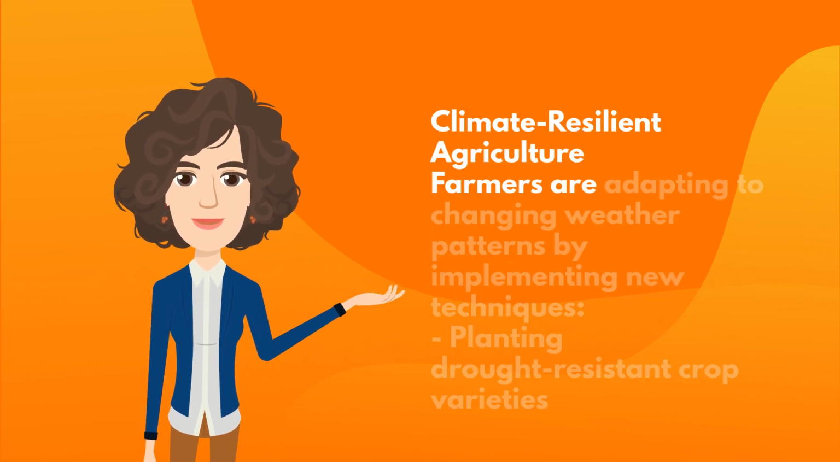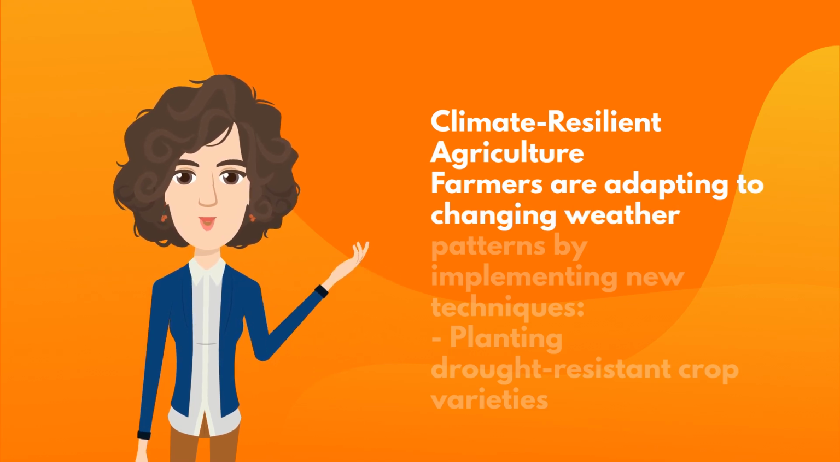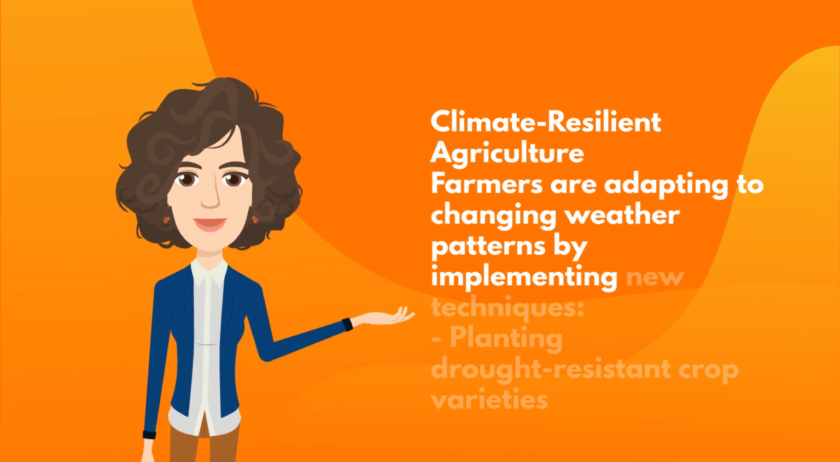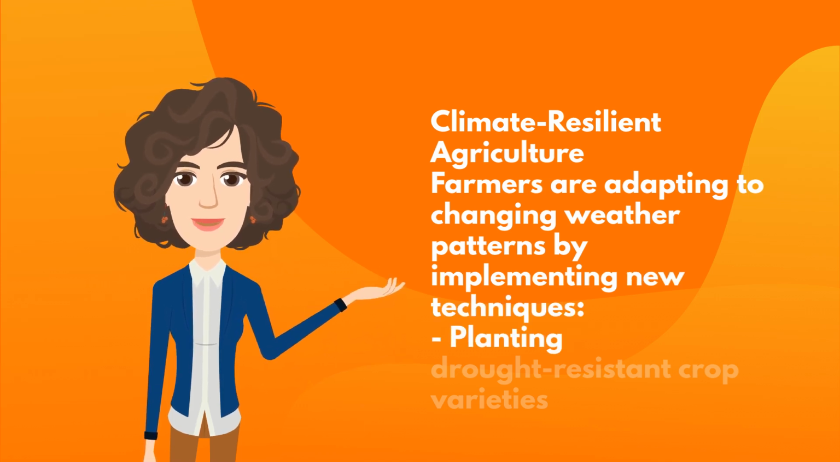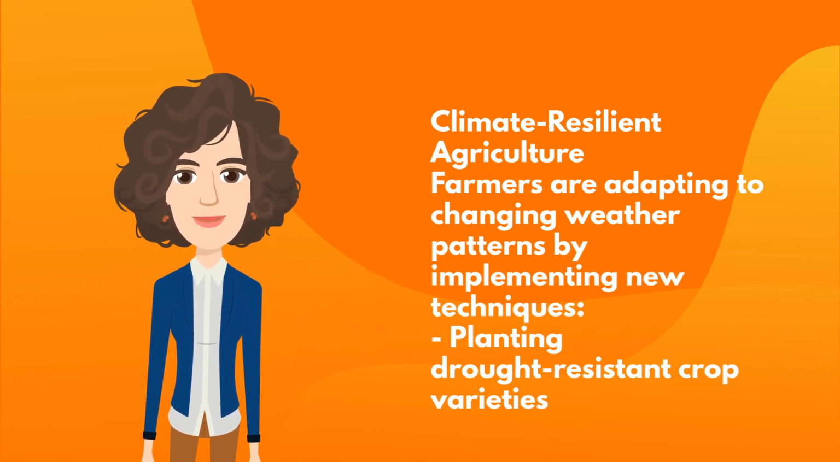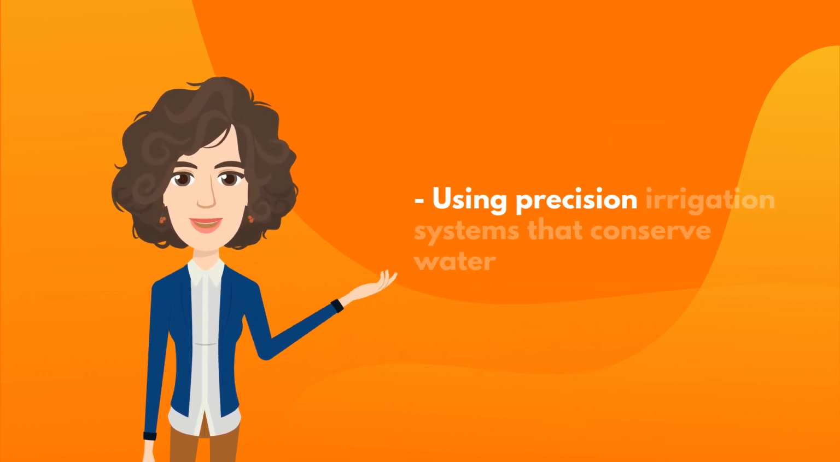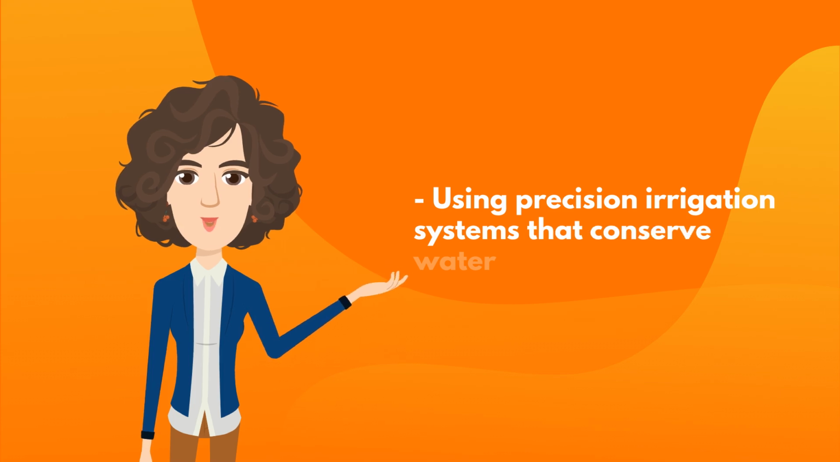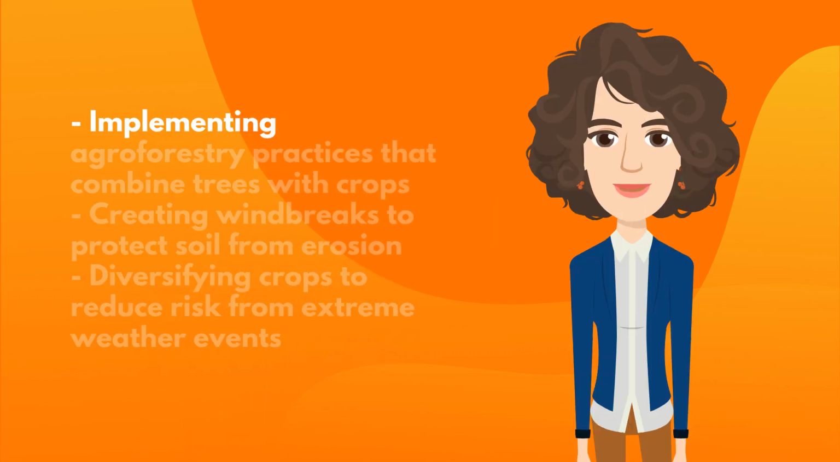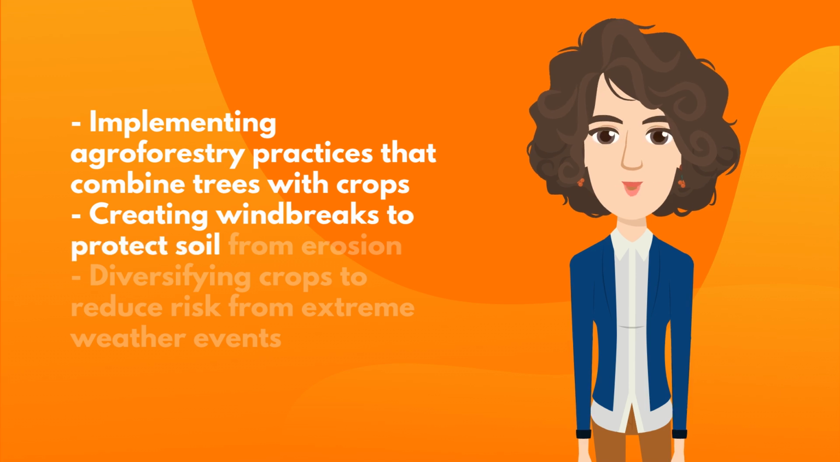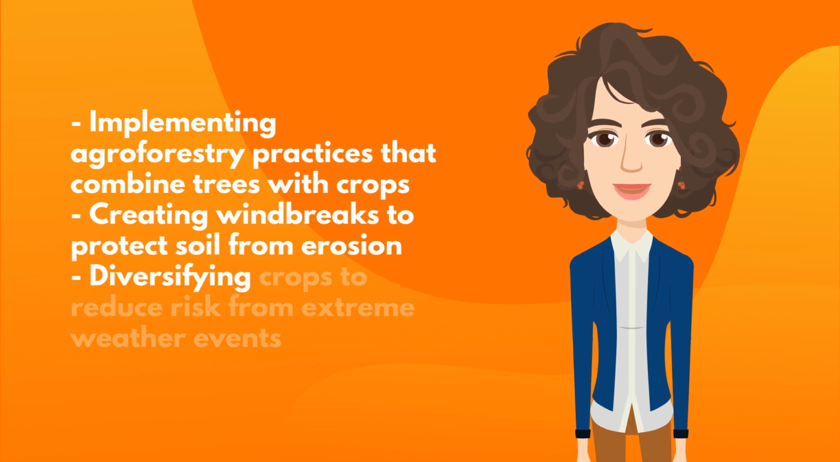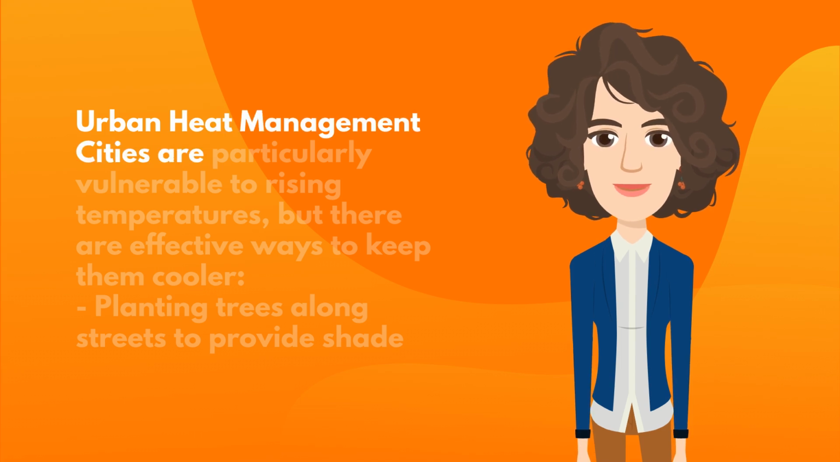Climate-resilient agriculture. Farmers are adapting to changing weather patterns by implementing new techniques, planting drought-resistant crop varieties, using precision irrigation systems that conserve water, implementing agroforestry practices that combine trees with crops, creating windbreaks to protect soil from erosion, diversifying crops to reduce risk from extreme weather events.